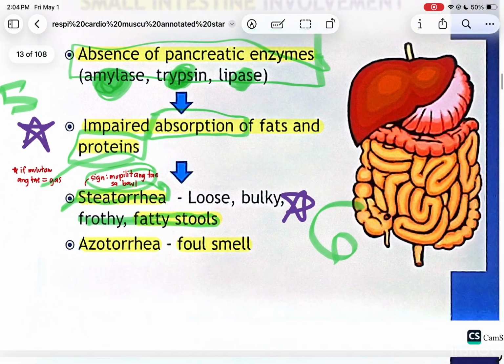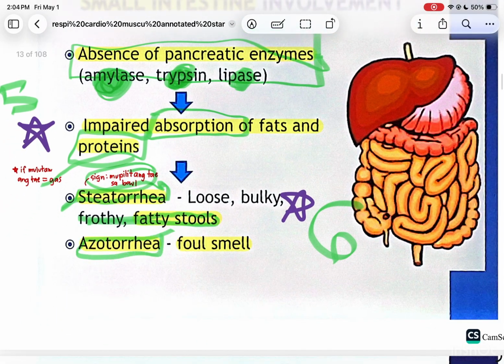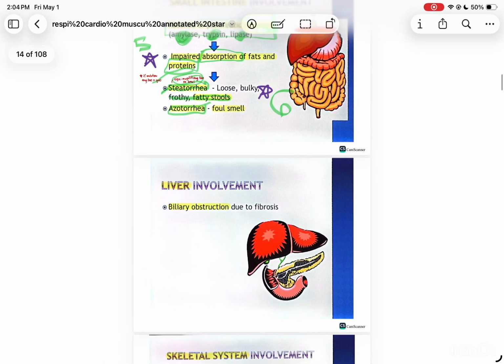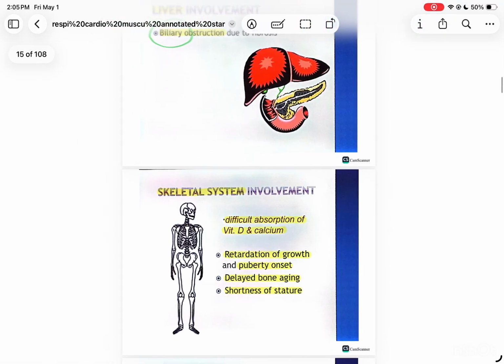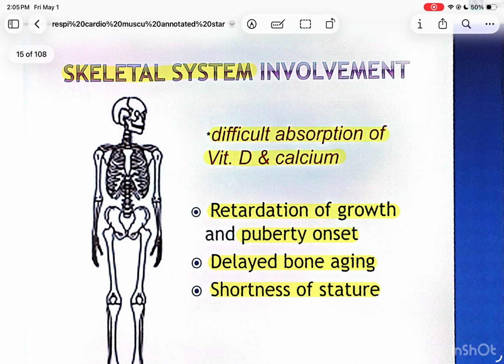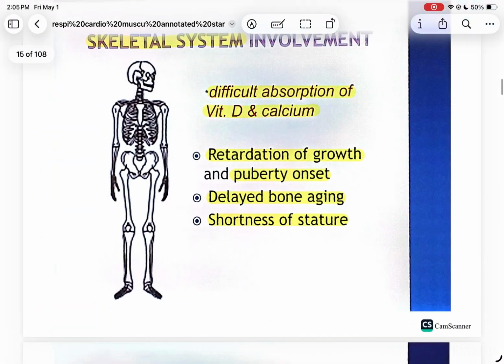So, with absence of pancreatic enzymes, impaired pa jud ang absorption sa fat, and magka fatty stools ta, or what we call steatorrhea. Azoturia naman ang tinatawag nating false mouth. So, biliary obstruction during fibrosis. So, biliary, we talk about the liver involvement.